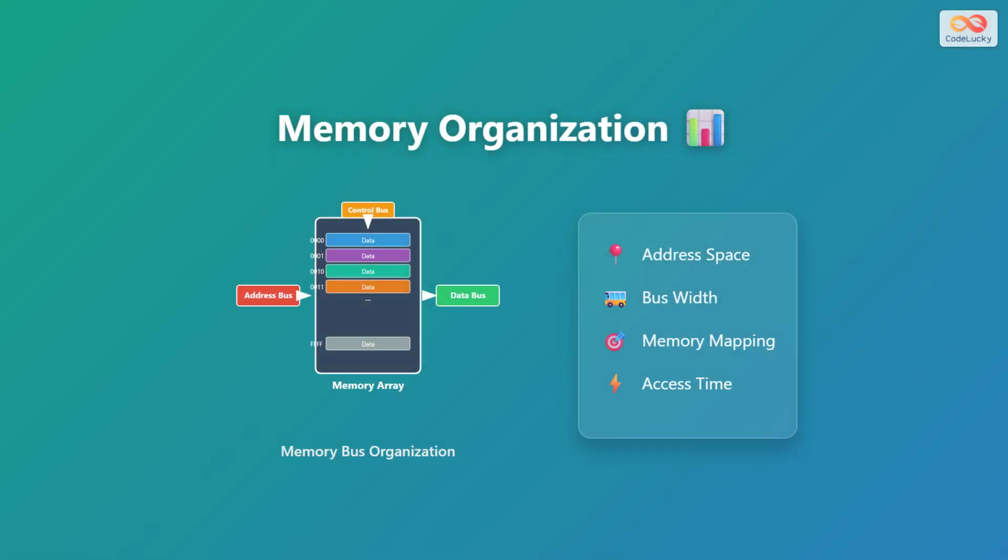Now let's discuss how memory is organized within a computer system. The CPU communicates with memory through several buses. There's the address bus, which specifies the memory location to be accessed. The data bus, which transfers the actual data between the CPU and memory. And the control bus, which sends control signals to coordinate memory operations. Each memory location has a unique address, allowing the CPU to access specific data. This organized structure enables efficient memory access and management.